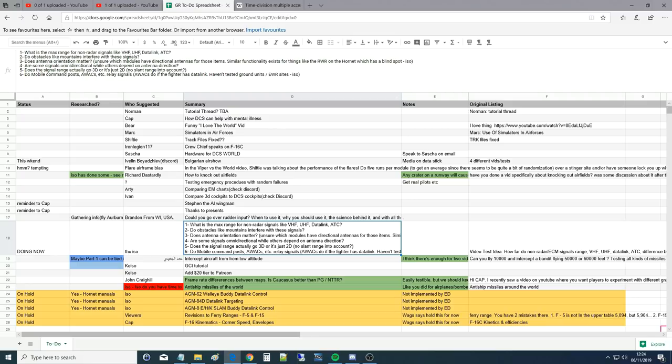And we've got brackets here: unsure which modules have directional antennas, for those with similar existing functionality like RWR and warranty. Now, the interesting thing about this is, because I have a particular interest in radios in DCS World, and you can do things, I'm trying to think of an example.